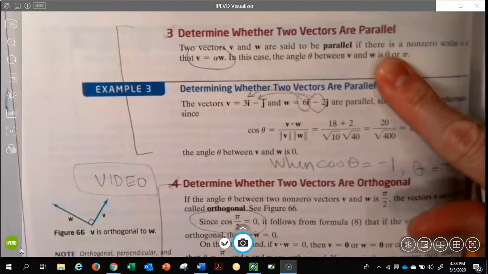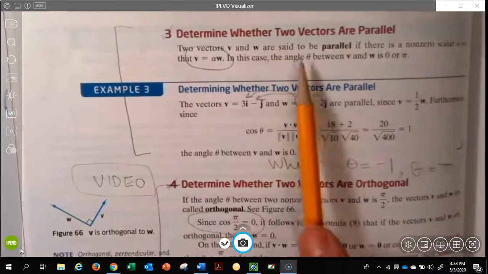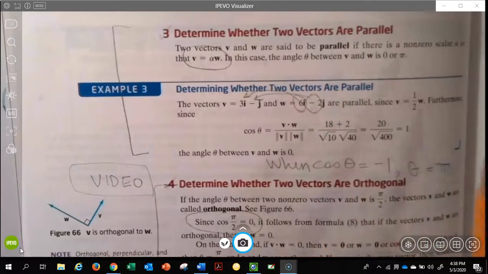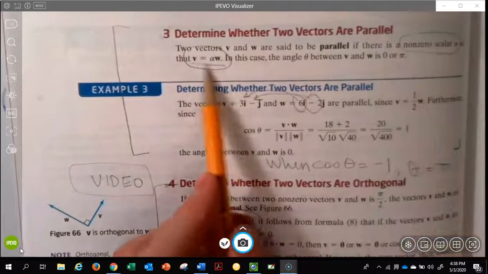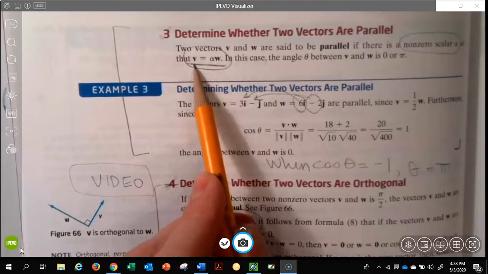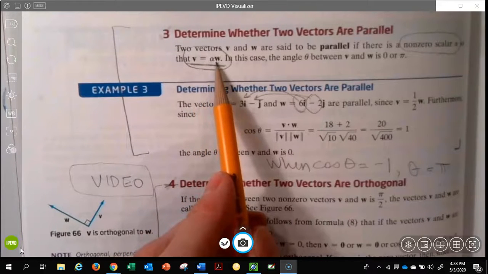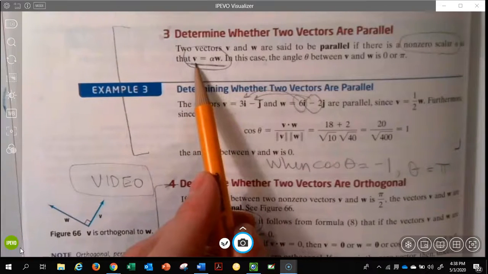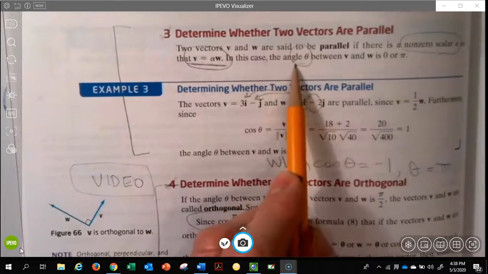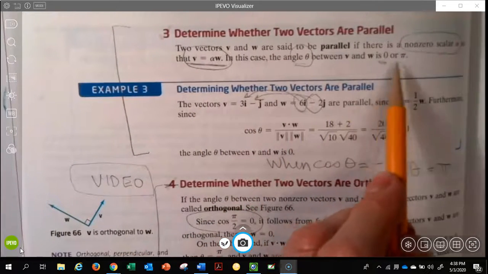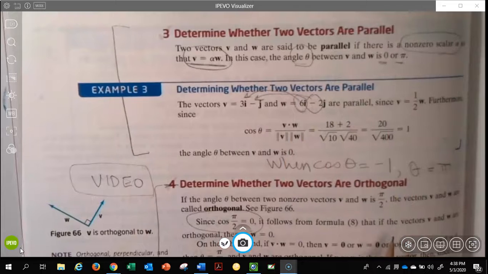So I'd be highlighting or underlining that they are going to be said to be parallel if there is a non-zero scalar, it can't be zero, such that you can take the scalar times one vector and it equals the other vector. In this case, there's also going to be a part 2, that the angle is either going to be 0 or pi.